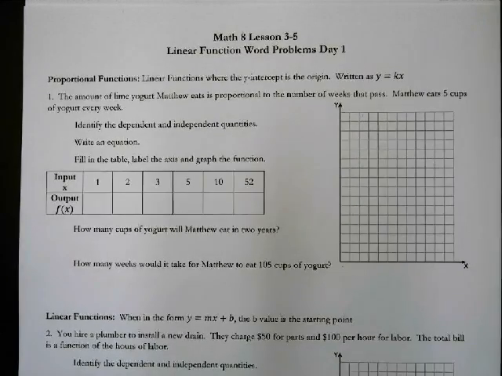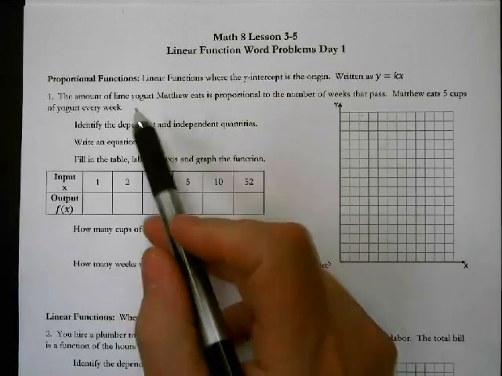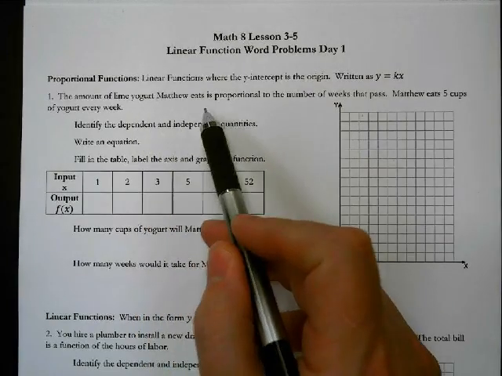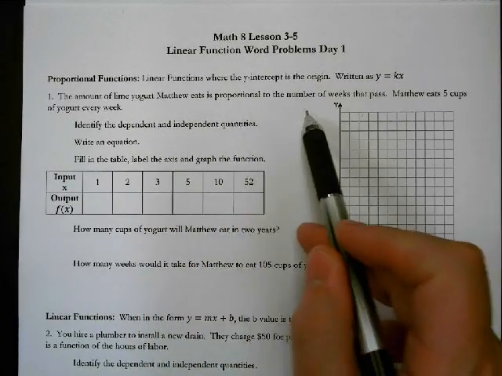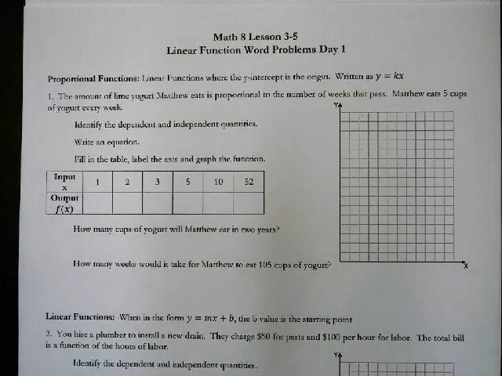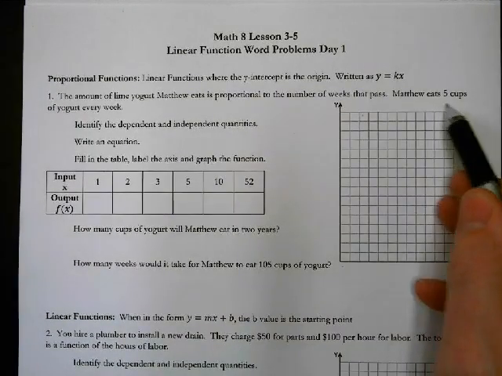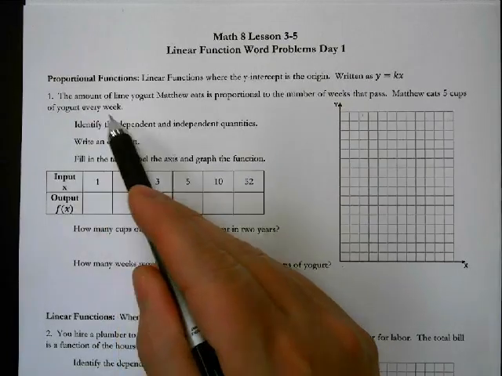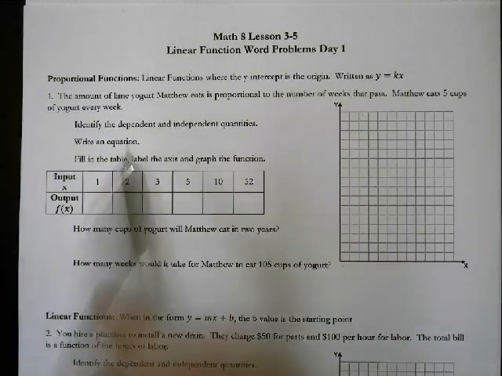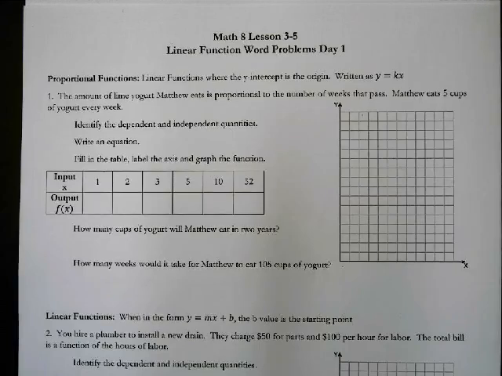Okay, so here's what a proportional function would look like. The amount of lime yogurt that Matthew eats is proportional to the number of weeks that pass. I am Matthew. I like lime yogurt. So anyways, Matthew eats 5 cups of yogurt every week. Okay, we're supposed to identify the dependent and independent quantities.